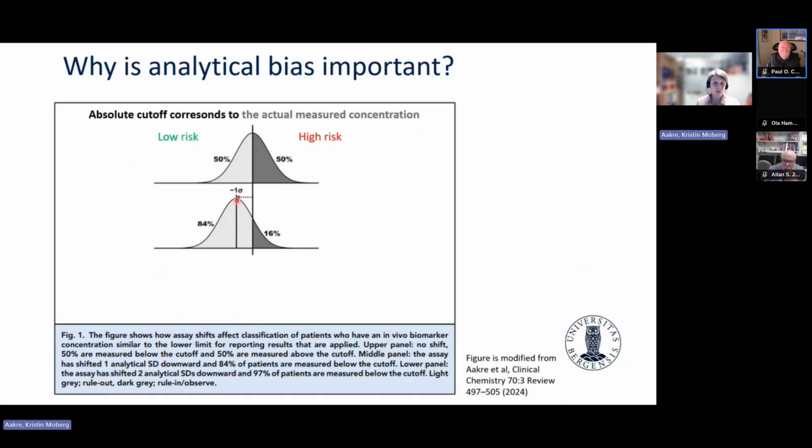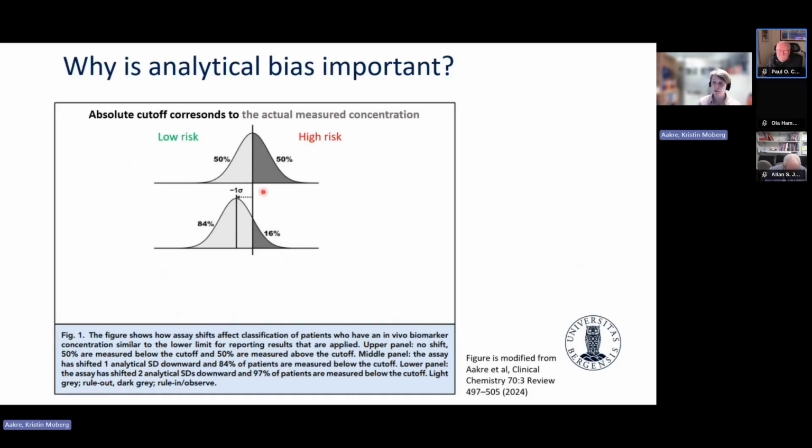So there is no longer a 50% chance of these patients being measured above the cutoff. There is only a 16% chance, and this applies to everybody with that concentration. So you move your whole cohort downward, and if many patients have a concentration around the cutoff, this can have a big effect on how many are classified above or below the cutoff.